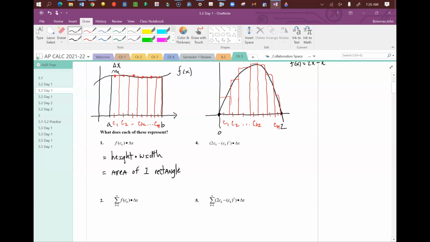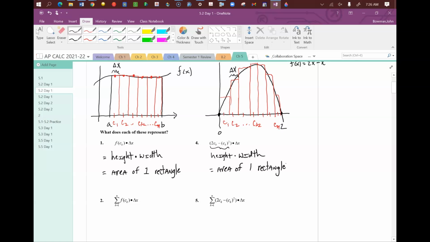Similarly, for the specific function 2x minus x squared, you will see that we are evaluating the function at a c value, and that would represent the height. And delta x, again, is the width of each rectangle, so height times width would equal the area of one rectangle.